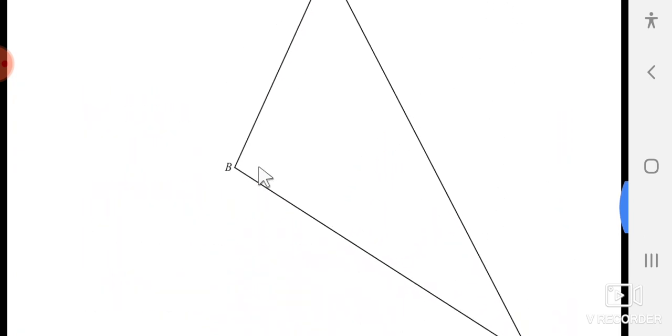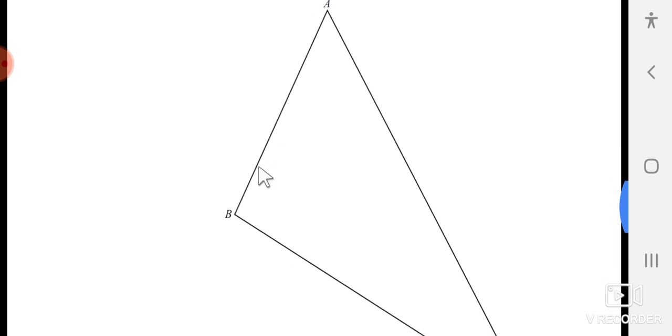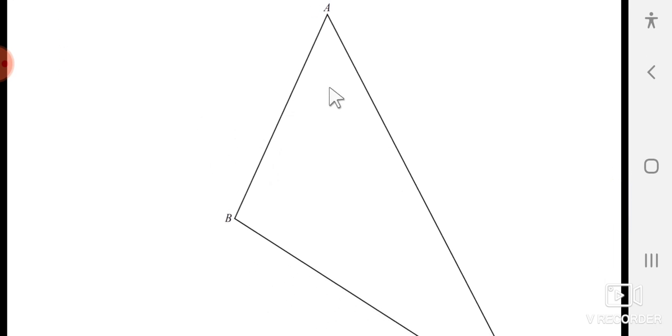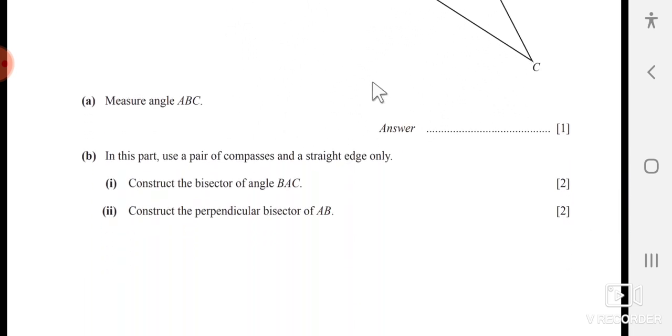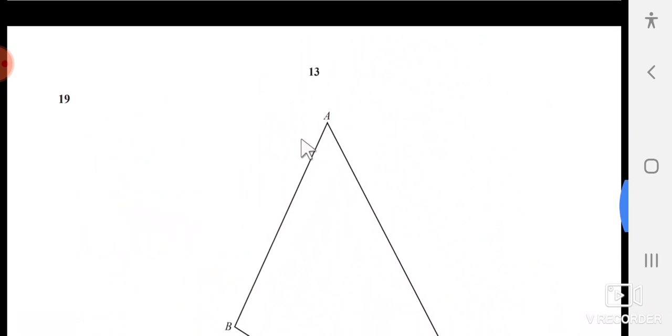Measure ABC. This question can be done with the help of a geometry box with your tools. You can measure this angle ABC with the protractor and then construct the bisector of angle BAC. So first use the compass and mark there, and then taking that point, open your compass and mark an arc, and then from there mark another, and then join this line with that line. You will have the angle bisector of this.